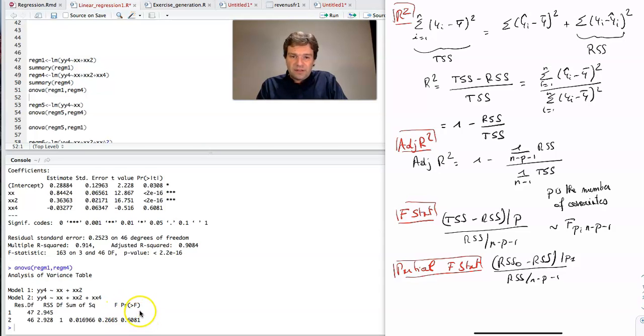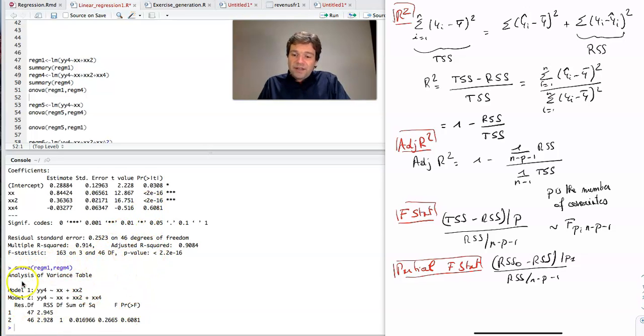Why? Because we look at that digit, 0.6081. This corresponds to a p-value, and a p-value at the level of 5% should be smaller than 5%. In the case it is smaller than 5%, we can say that adding this variable is important. In this case, it's not smaller than 5% at all. It is more than 60%. Therefore, it does not mean anything to add this variable x64, the height of the individual.